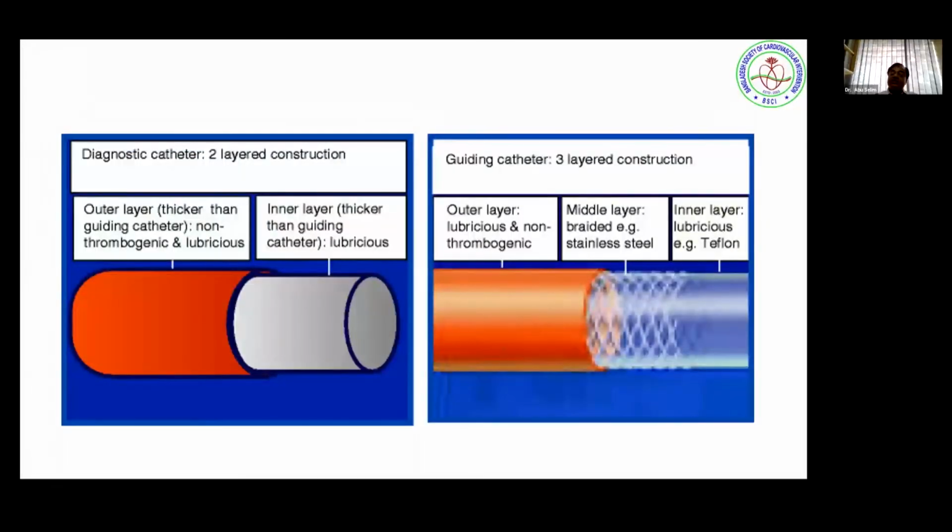As we make the wall thinner, to maintain stability you use a metallic layer in between. In a diagnostic catheter there are only 2 layers, no metallic layer, but in the guide catheter there is a stainless steel layer to make it more flexible, more torqueable, and give you more space inside the lumen.